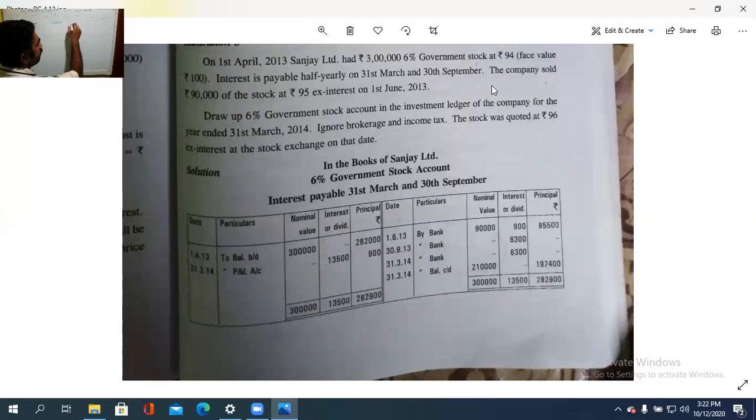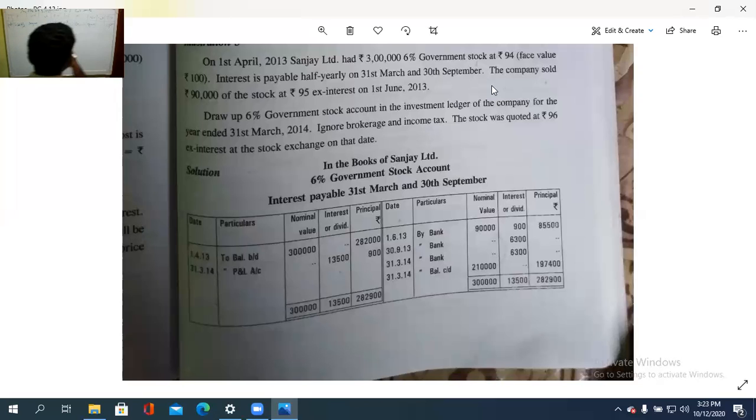What is the entry here? By bank, for the sale. This is 1613, which is calculated as two months' interest. Here 90,000, because 90,000 stock is to be sold out. Then 900 into 100, and 900 into 95, which is 85,500.